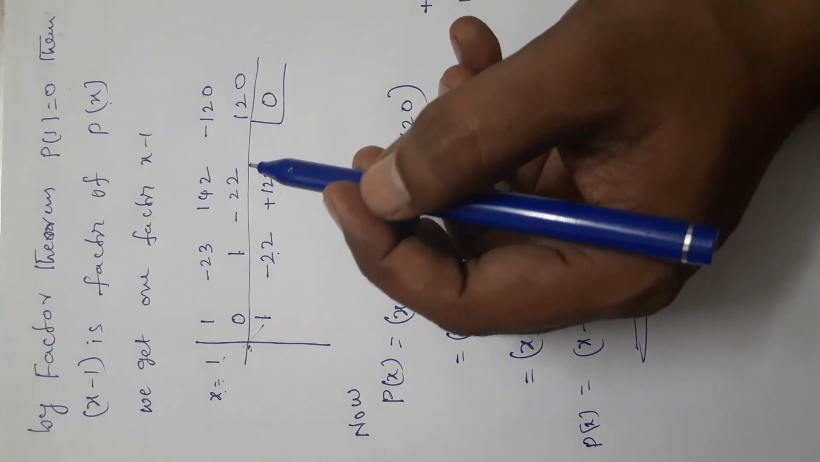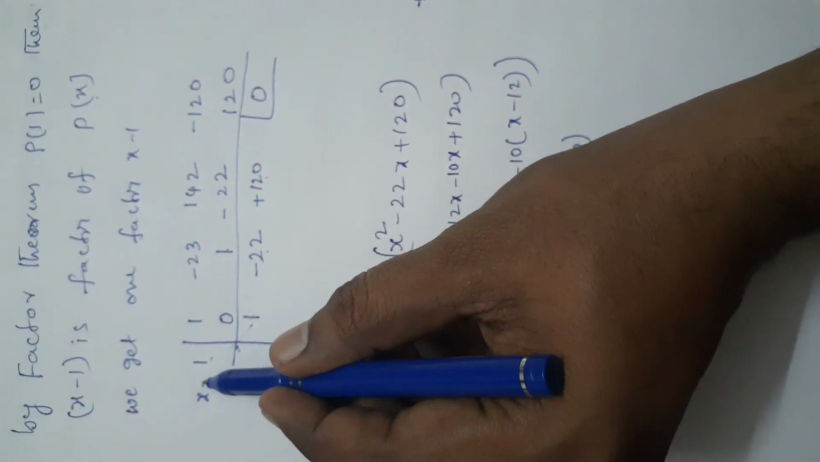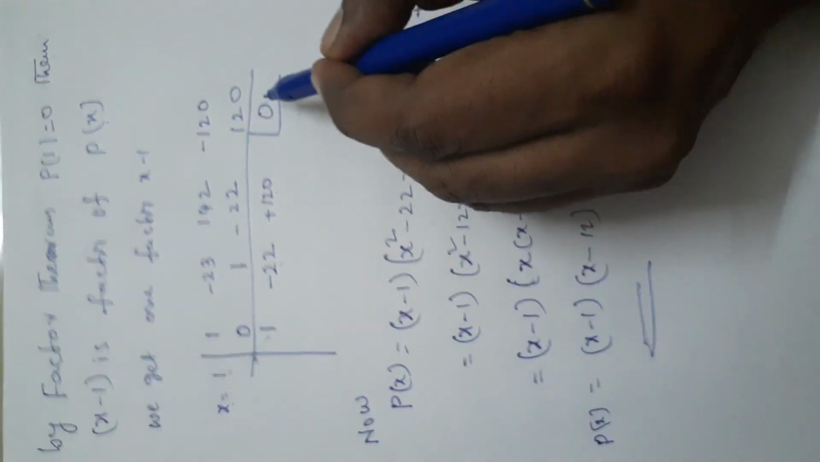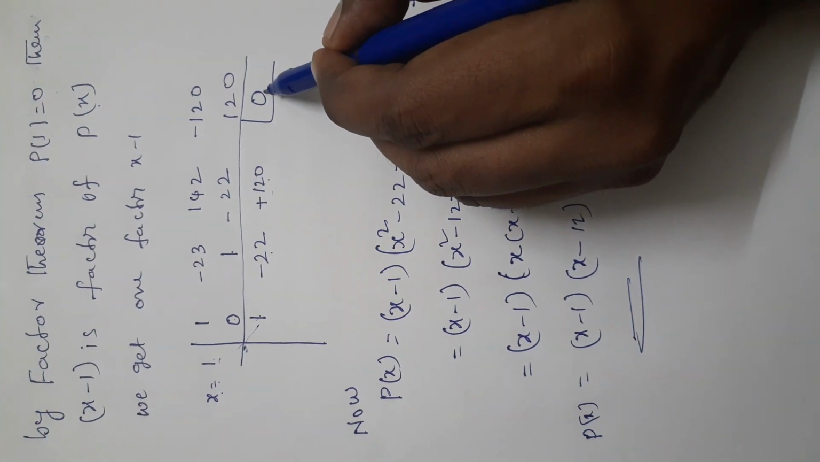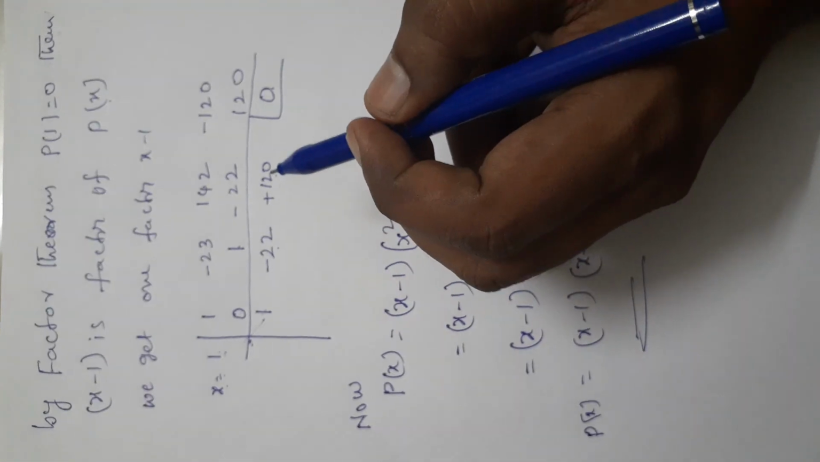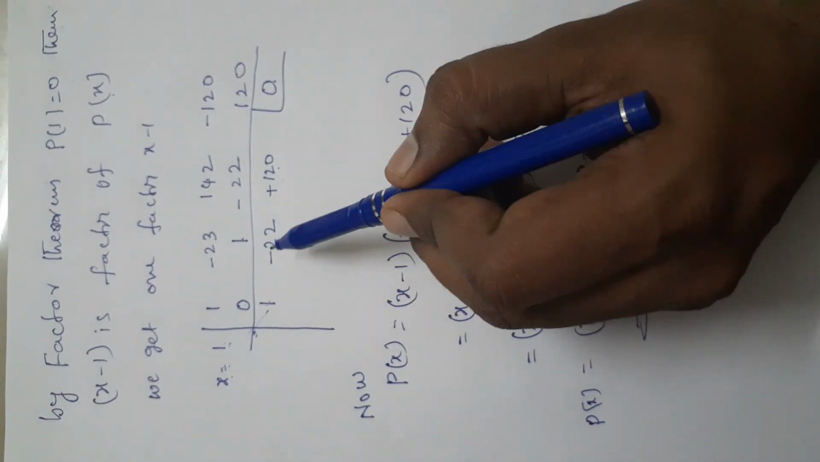Now it is like a normal division only. This is the divisor, this is the dividend, this is called the quotient, and this is the remainder. This is a different way of doing division. This is called the synthetic division method. Very easy, just by practicing two or three problems you can easily understand.